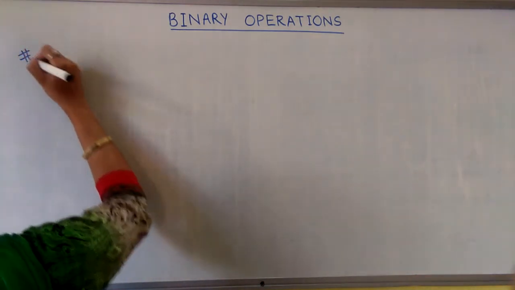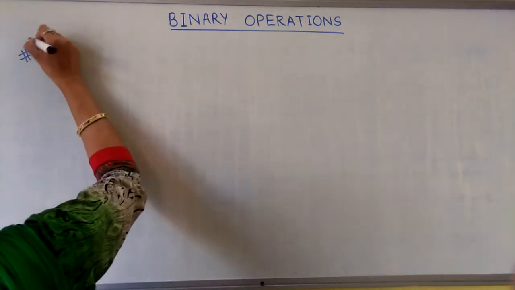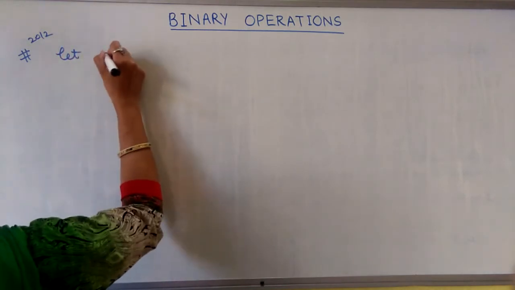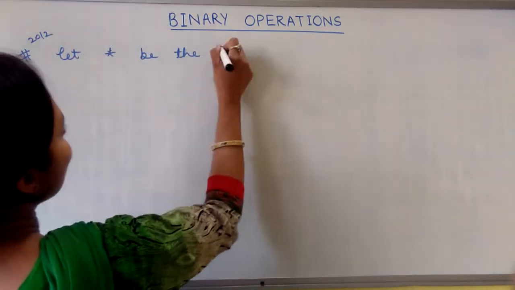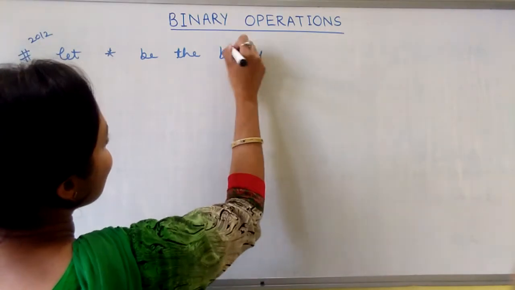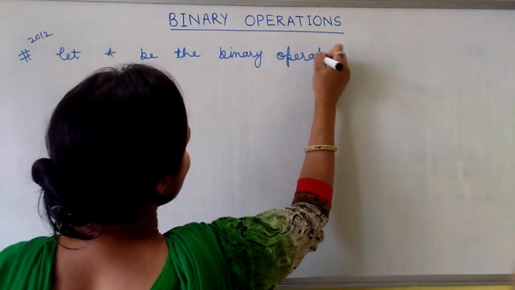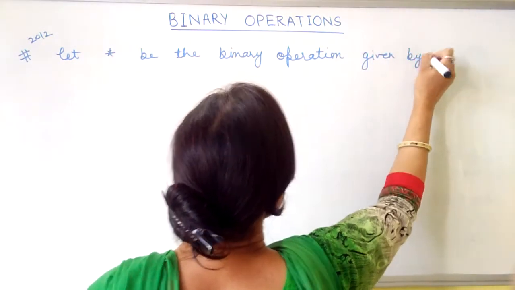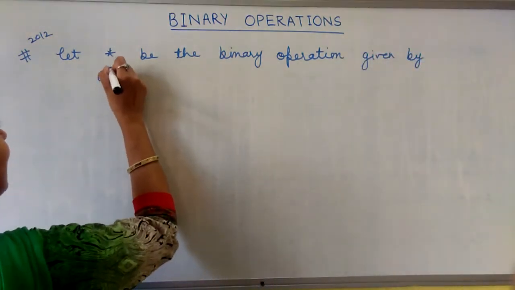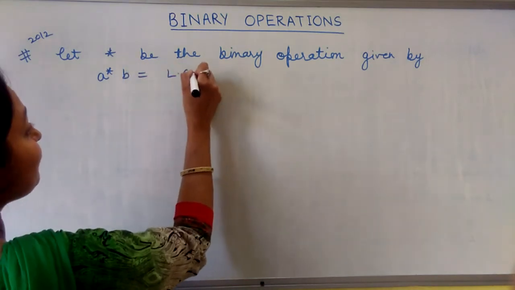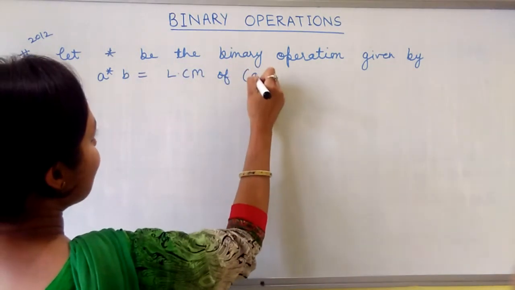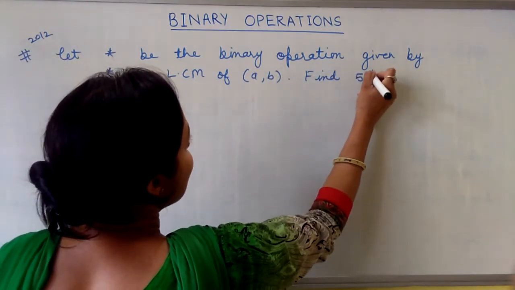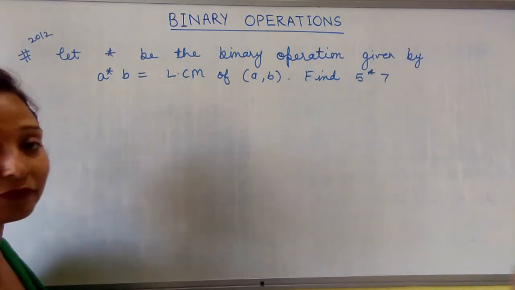First question comes from 2012. Let star be the binary operation given by a star b is equal to LCM of a and b. Find 5 star 7. So how can we find 5 star 7?